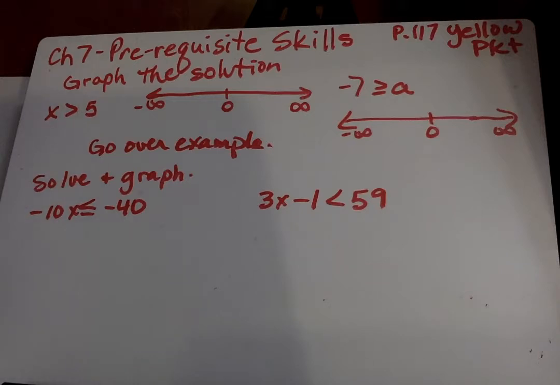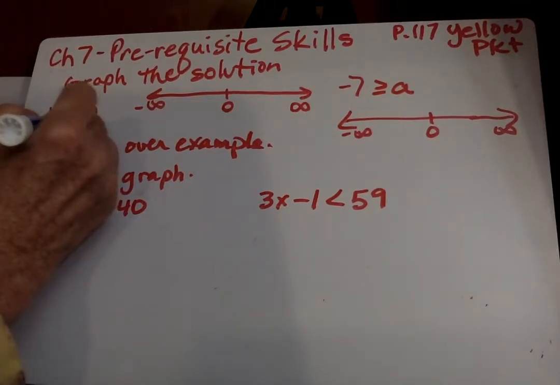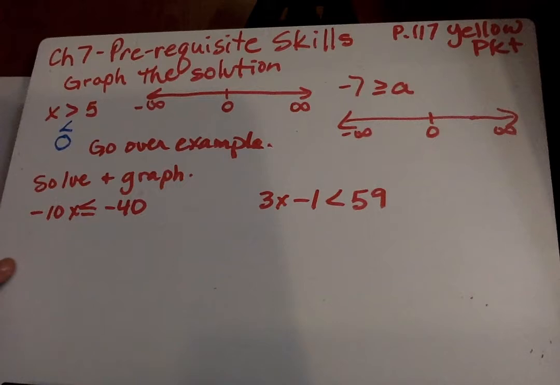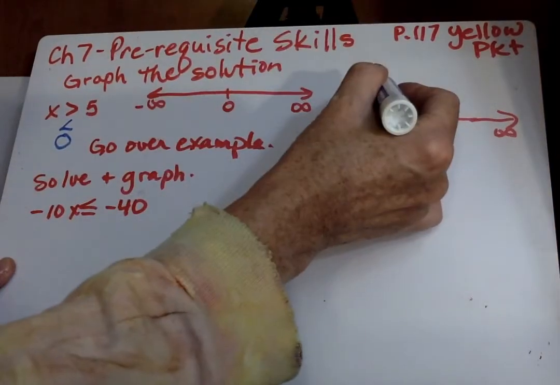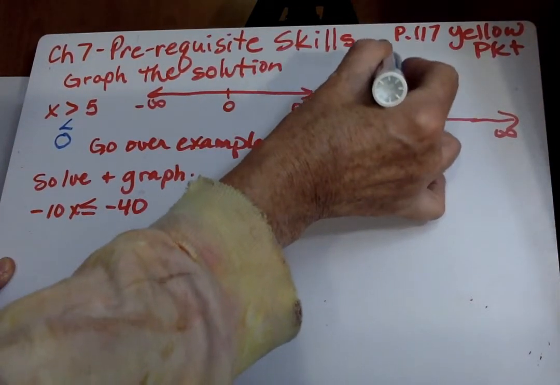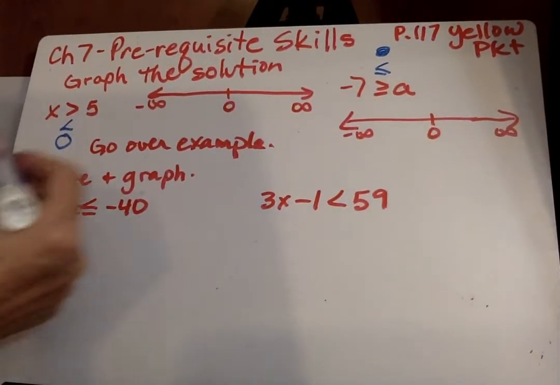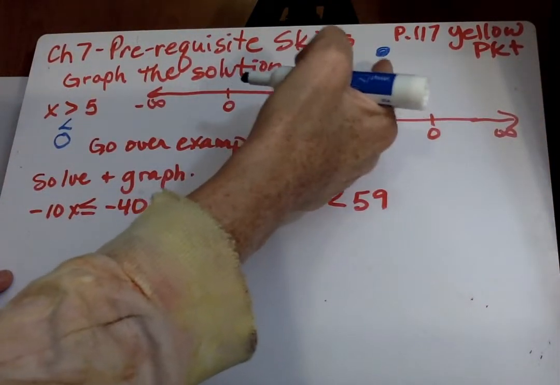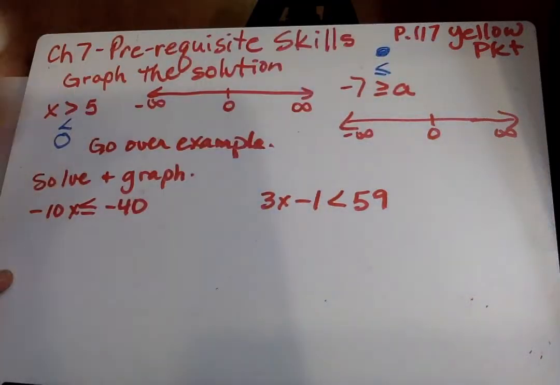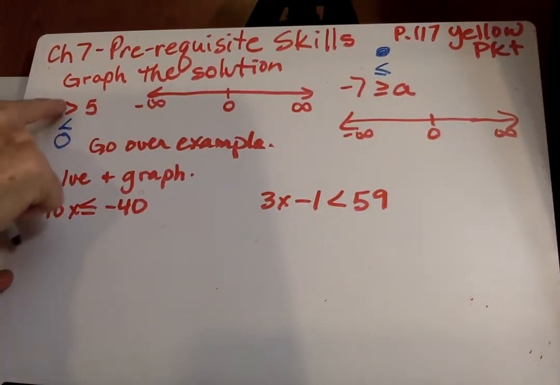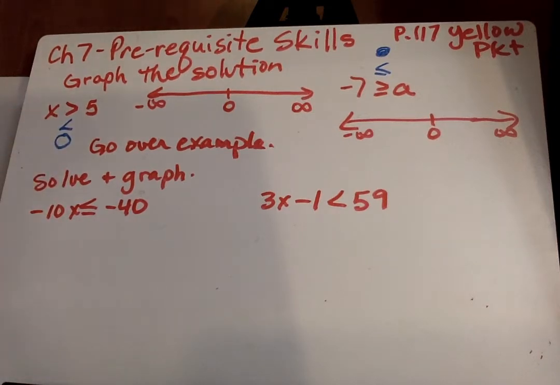If it is greater than or less than, it's an open dot, like that. If it's greater than or equal to or less than or equal to, then it's a closed dot. The way to remember that is that this takes more ink here, and so this takes more ink here. This takes less ink, so this will have less ink. And you can remember it that way until you have it memorized.